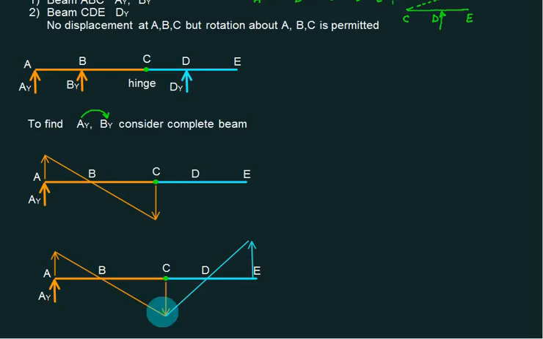Okay, now connect it here. Now this time we have DY. No displacement at A, B, C and D. A, B, C, D, A, B and D. No rotation is permitted. Now just imagine this one, suppose this part goes downward and rotation is done about D, then E will come upward. Is that correct? So your beam will go this way when you have to find out AY.